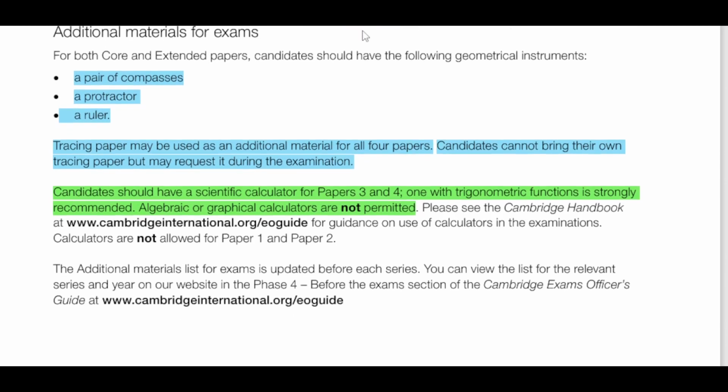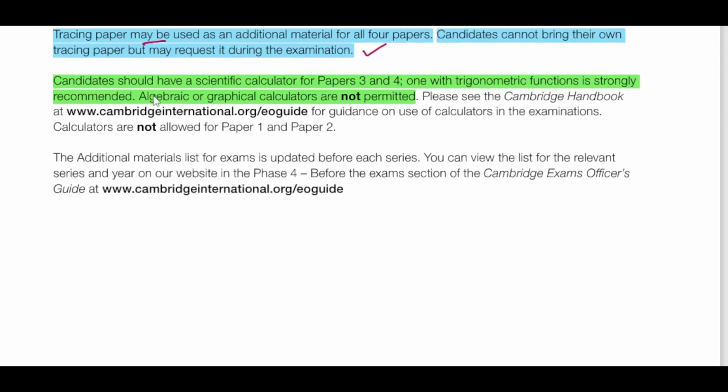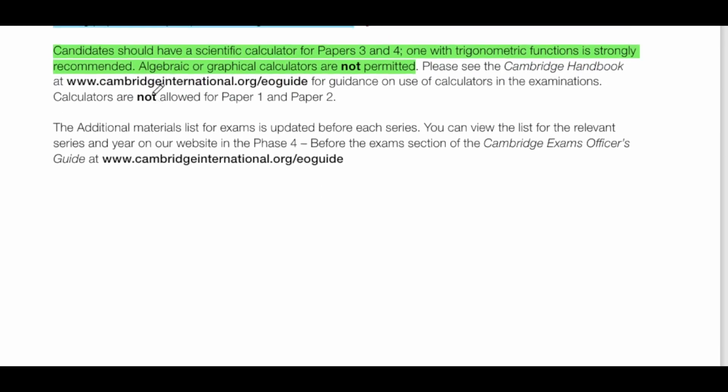Additional material for both core and extended, you need a pair of compasses, protractor and ruler. This is very obvious, guys. If you are going for the maths paper, you must have all this. And tracing paper may be used as an additional material for all 4 papers, but you cannot bring your own tracing paper. You may request it during the exam from your examination center. Candidates should have a scientific calculator for paper 3 and 4. One with the trigonometric functions is strongly recommended. Algebraic or graphical calculators are not permitted, right? So that's the requirement of the calculator.